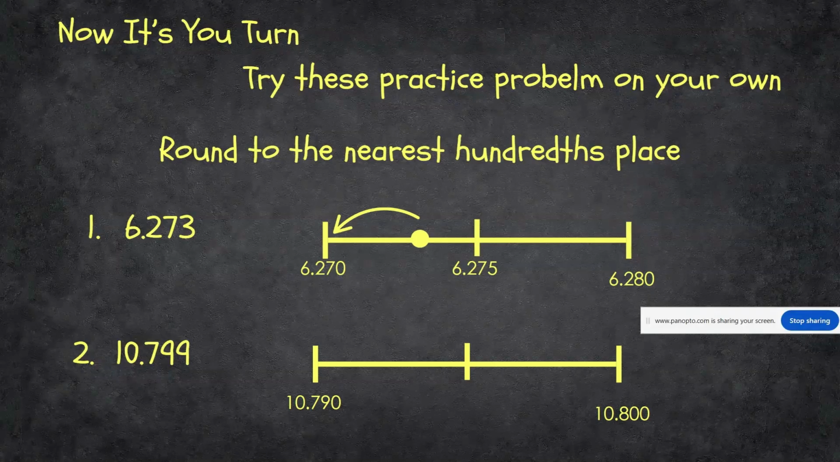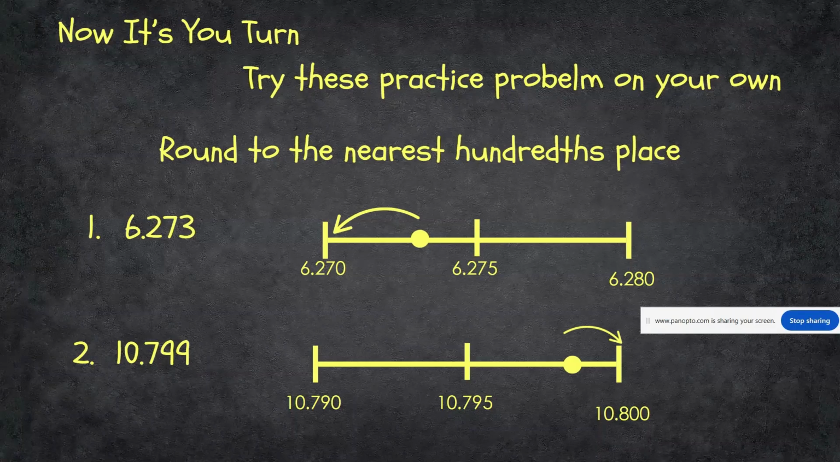All right, so 10 and 790 thousandths, and then our ending point is 10 and 800 thousandths. So what's going to be in the middle? That's going to be 10 and 795 thousandths. And then we just have to figure out where our original number goes, and it's going to go right here. That means it's going to round up and become 10 and 800 thousandths.